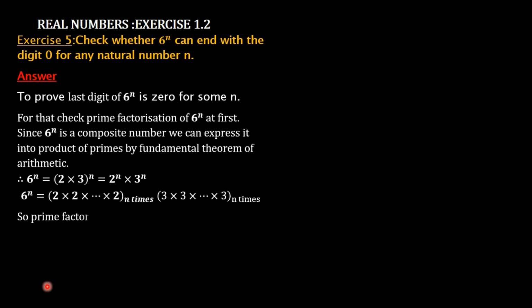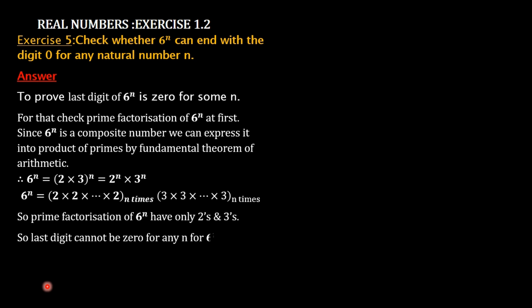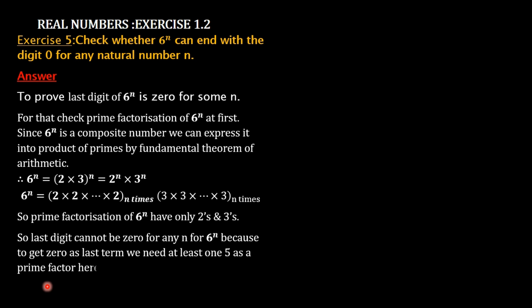Okay. So the prime factorization of 6 raised to n has only 2's and 3's. So the last digit cannot be 0 for any n. For 6 raised to n, because to get 0 as the last digit, we need at least one 5 as its prime factor. Because why? The prime factorization of 10 is 2 into 5.